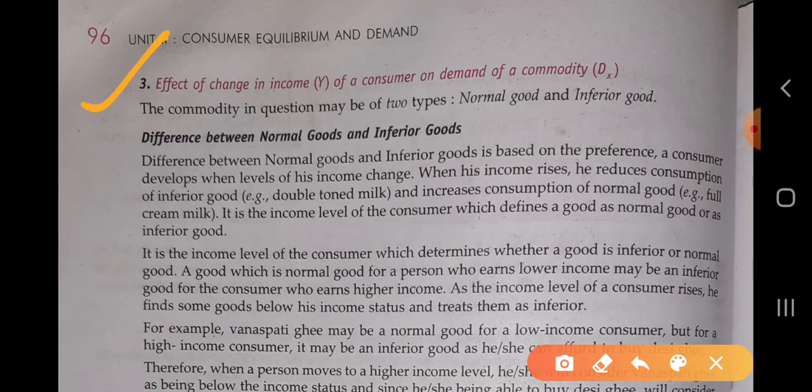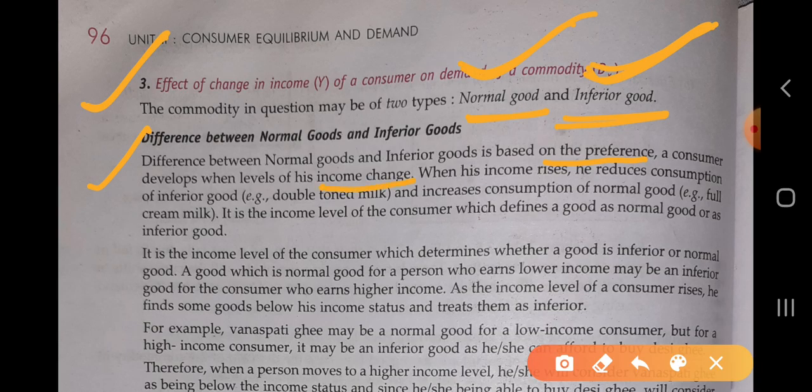Okay. The commodity in question may be of two types. First one is normal goods and second one is inferior goods. Okay, for that we have taken the two kinds of good. First one is normal good and second one is inferior goods. So start with this. The difference between normal goods and inferior goods is based on the preference a consumer develops when the level of his income changes.